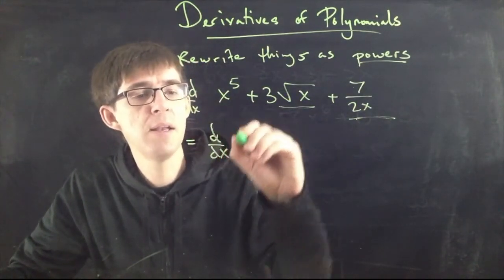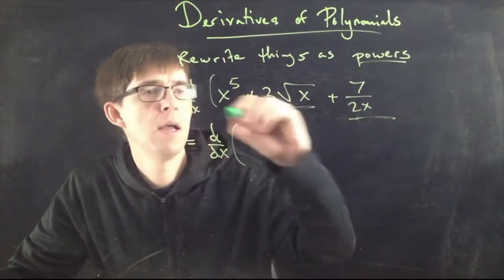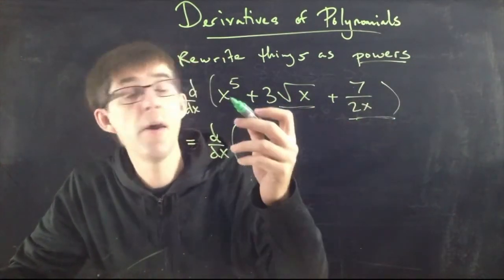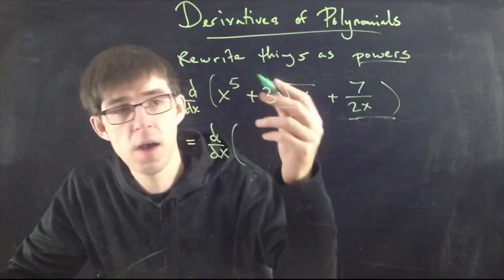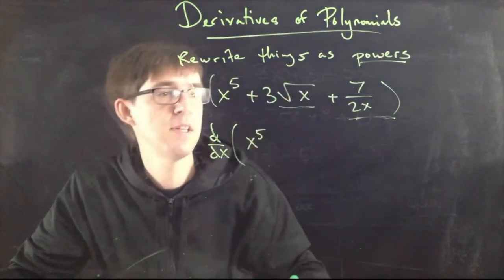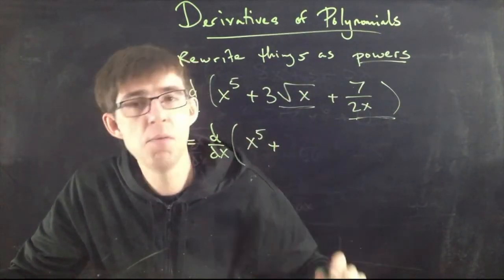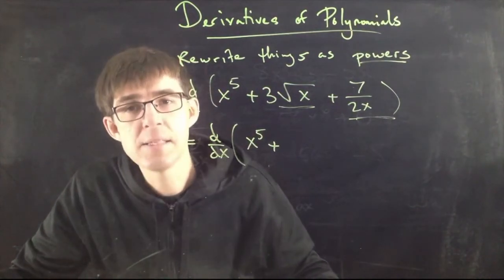This step, I am not yet doing the derivative. I am just rewriting the inside. Now, x to the 5, I'm not going to rewrite because I already like the way that looks. So x to the 5 stays like it is. 3 root x. Can we rewrite that part as a power of x?